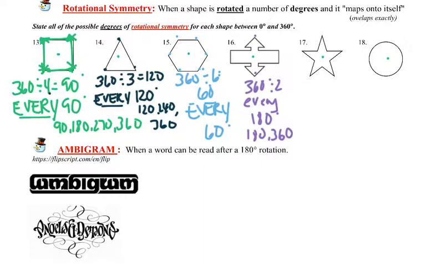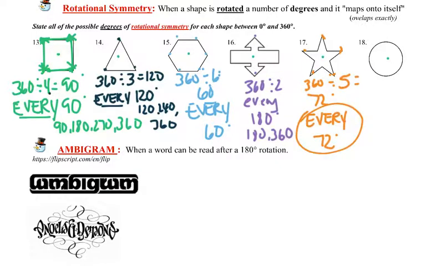How many ways for the star? 1, 2, 3, 4, 5. 360 divided by 5 is 72. So it's every 72 degrees. And again, that every is important. And what about the circle? How many times can I turn the circle and it's the same? You're right, infinite. Any number of degrees I turn the circle, it's still going to be a circle.